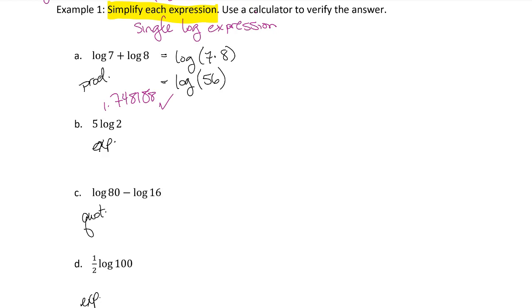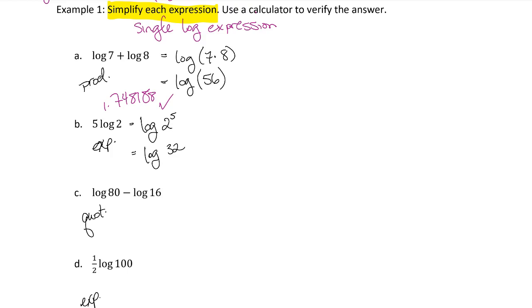Okay, our next one, I'm just going to rewrite this as an exponent, so log 2 to the power of 5. And what we're seeing here is that can be rewritten as log of 32. Again, you can check that on your calculator, type this in.